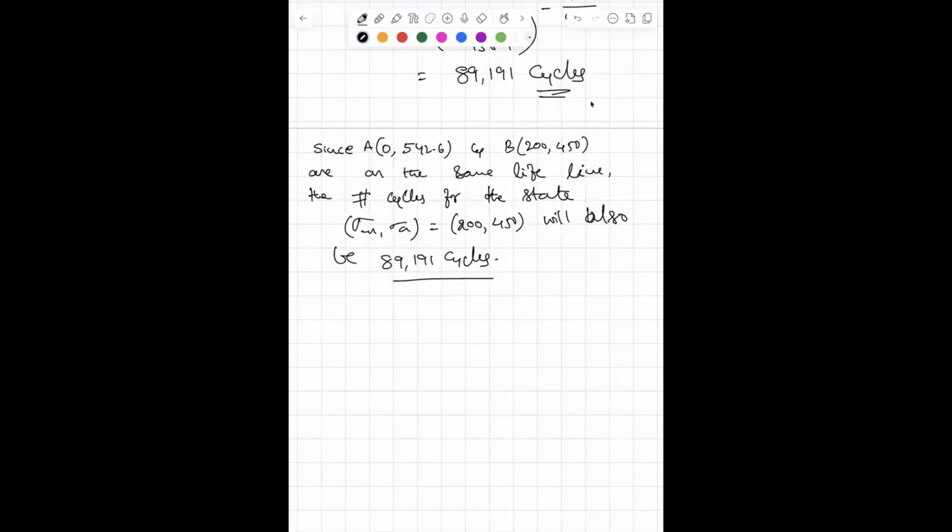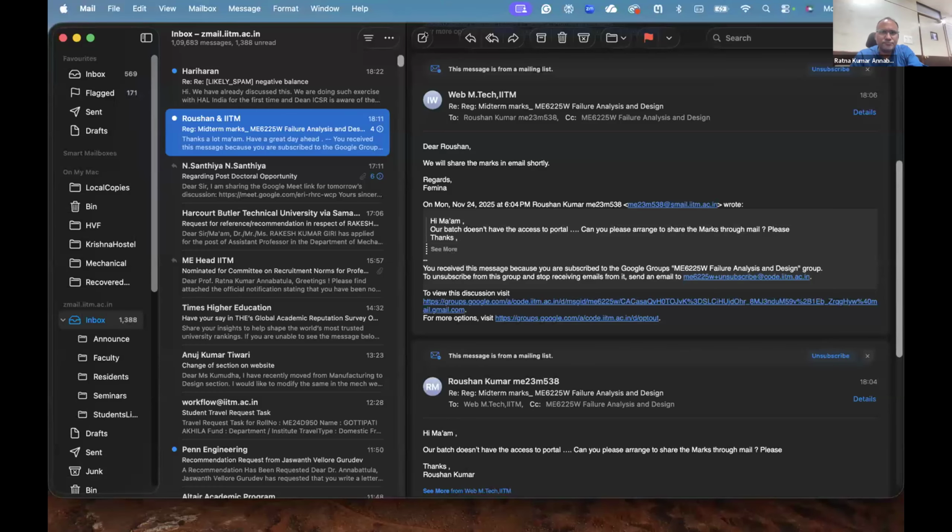Sir, have the midterm exam results been given to us? Yeah, you must have received an email. If some of you have access to the portal, you can log in and check in your portal. For others who don't have access to the portal, the results will be sent by email. I think one of you asked Femina, saying that one of the batches does not have access. So Femina will share.